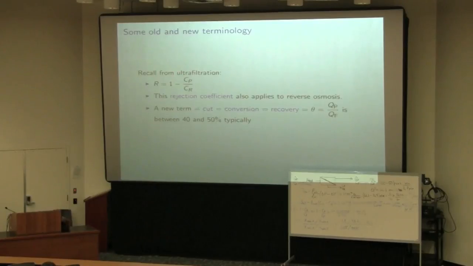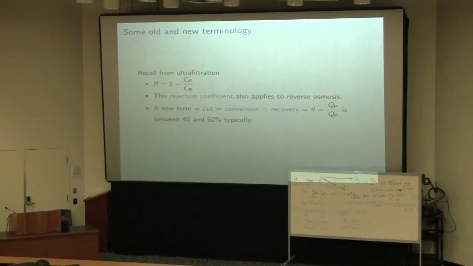Just some old terminology, just a quick recap here. The first one is the rejection coefficient. We've seen that before. We use this in the example now. But then the next one, there's just a new term, but it's not something that's unfamiliar. We call this the cut or the conversion or the recovery, depending on which vendor's literature you read. They'll use those terms interchangeably. It's referred to the fraction of the flow rate going out of the permeate over the feed.